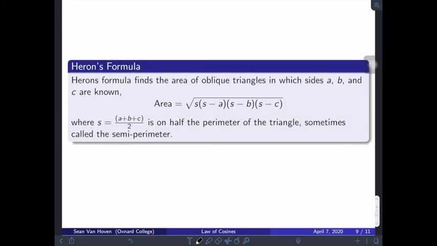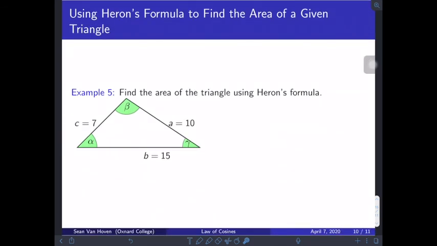Heron's formula is given by the formula that the area is equal to the square root of s times the difference of s minus a times the difference of s minus b times the difference of s minus c, where s is given by a plus b plus c all divided by 2. Find the area of the triangle using Heron's formula.